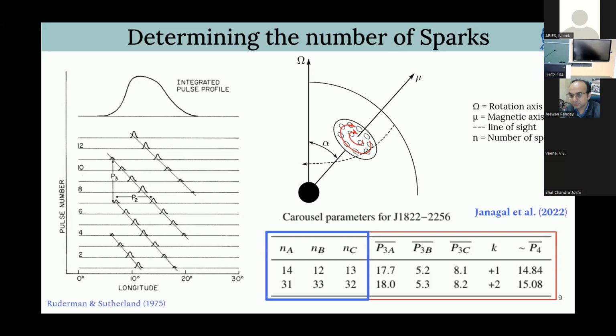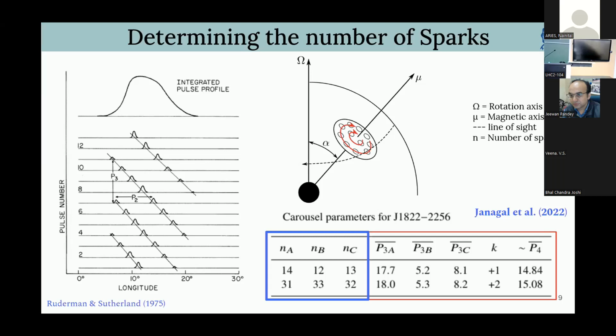Using that model, we estimated the possible number of sparks for modes A, B, and C with a carousel rotation rate P4, shown in this table below. From our calculations, we found two different solutions of sparks for the carousel rotation rate in the range of 13 to 16 P4. So for both of these solutions, the number of sparks only changes by 1 when the pulsar switches from one mode to another.